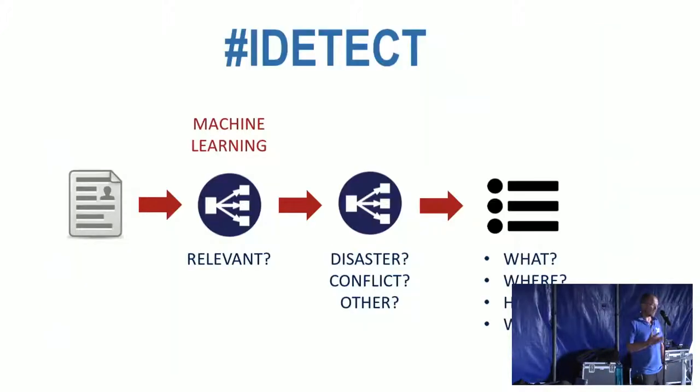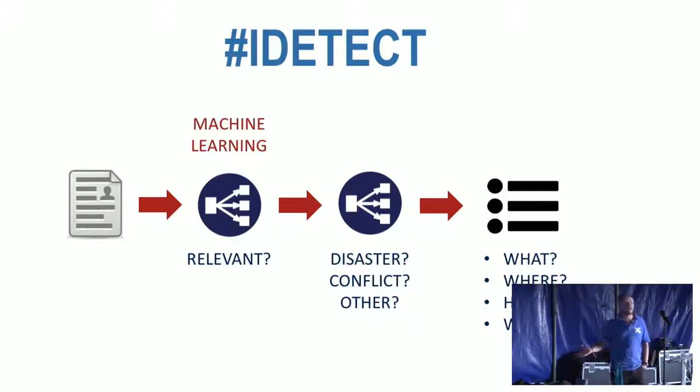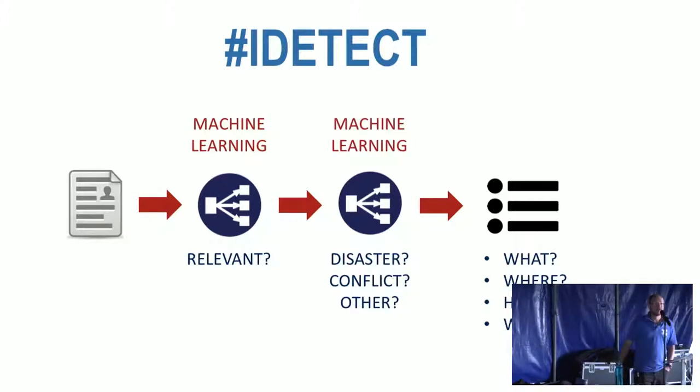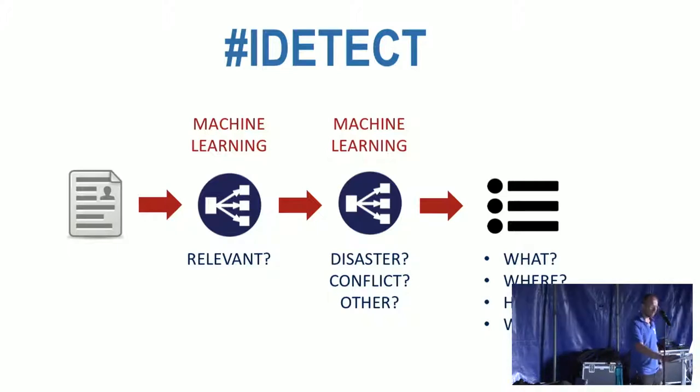And going back to what the organization was looking for, in deciding whether an article was relevant, we really just relied on a machine learning algorithm to do that. And then for figuring out what sort of displacement it was, whether it was a disaster, a conflict, or something else, again, we used a machine learning algorithm for that.